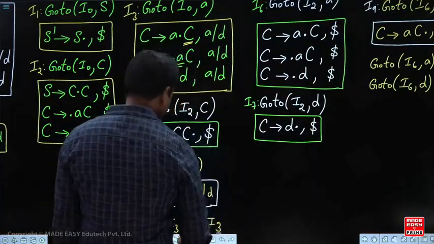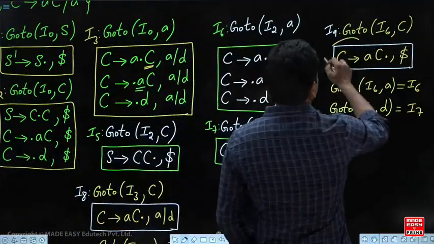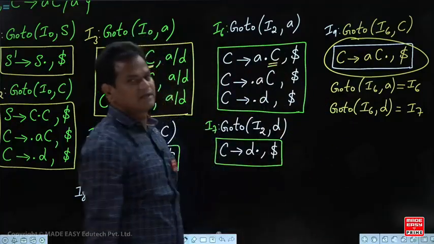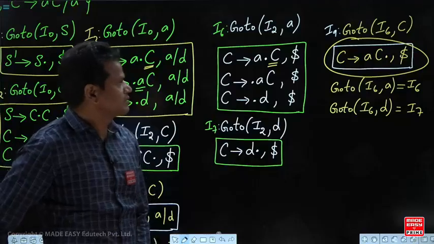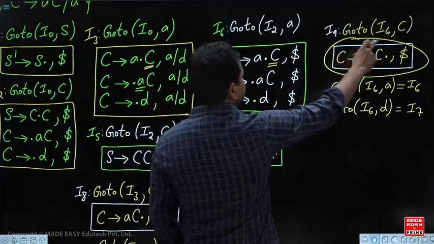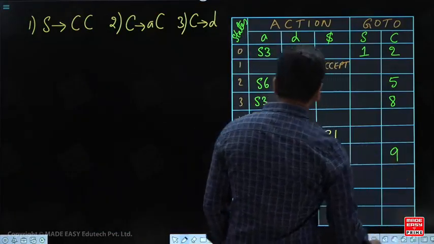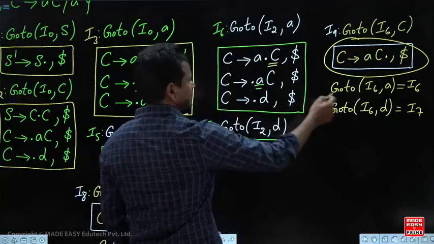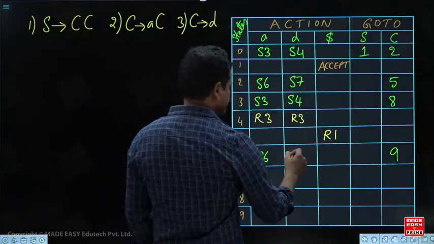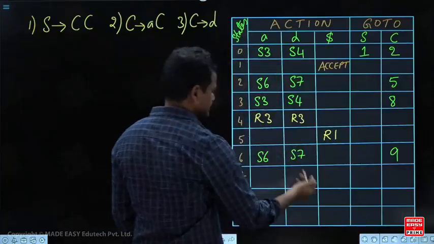Okay. Next. So I5 is done. Come to I6. I6 comma C, this one, and it is a non-terminal. Are you following? So for non-terminals, we write the number only. Where has it gone? I6 comma C has gone to 9. Therefore 6 comma C is 9. That's it. And I6 comma A is I6 only. So 6 comma A is S6. I6 comma D is I7. So 6 comma D is S7.